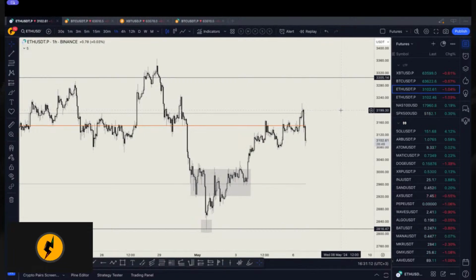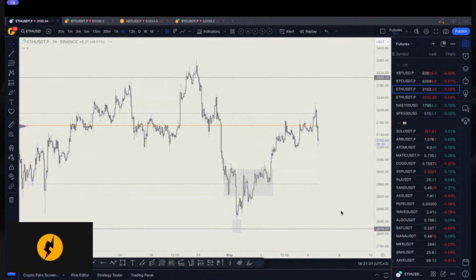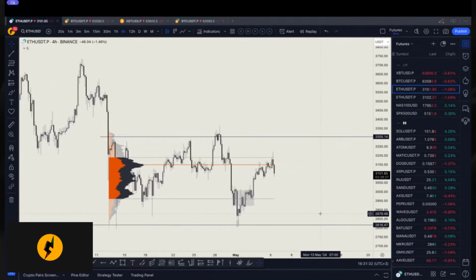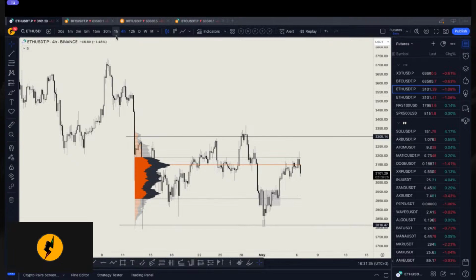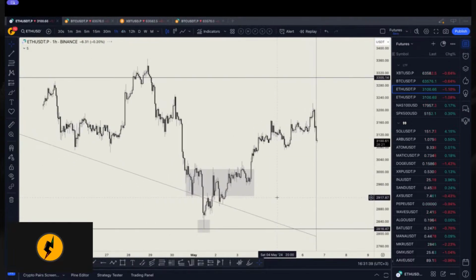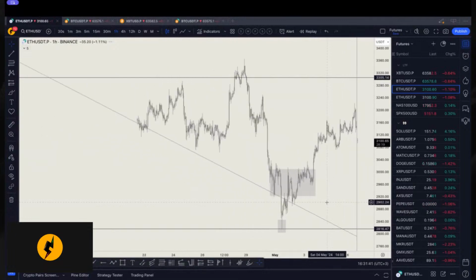But to answer your question, I go lower than 1 hour time frame to execute, especially when I'm kind of day trading, right? But this 1 hour is just because my range is on 4 hour, okay, and it just always makes sense to have more data to trigger. Same goes for the Bitcoin trade.